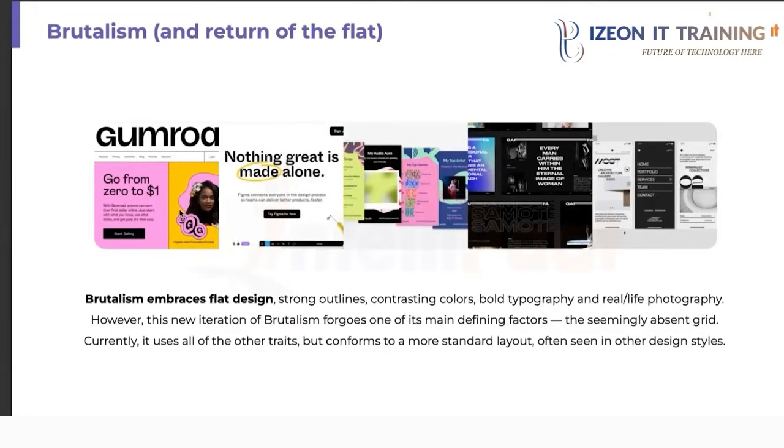Next is brutalism. Brutalism embraces flat design, strong outline, contrasting colors, bold typography, and real life photography. However, this new iteration of brutalism forgoes one of its main defining factors, the seemingly absent grid. Okay, usually these designs do not follow any particular grid. They are basically random in a way. Currently, it uses all of the other traits, but conforms to a more standard layout often seen in other designs.